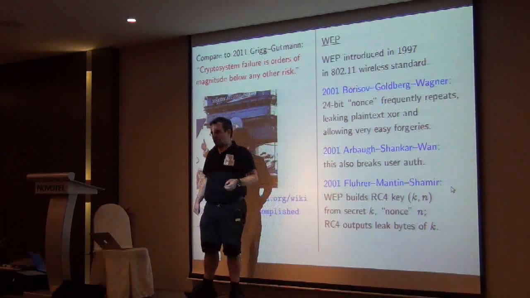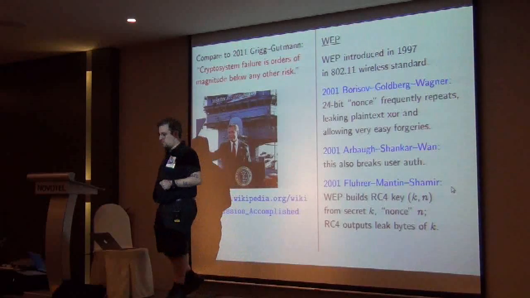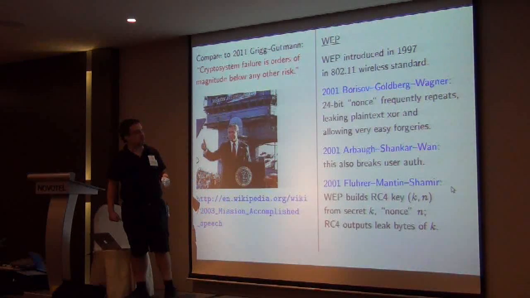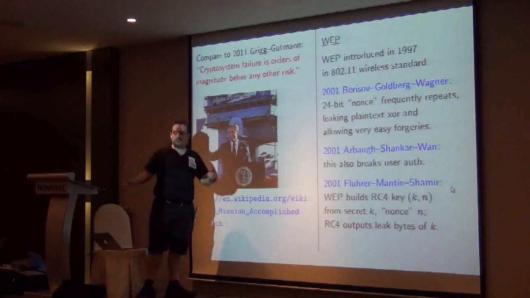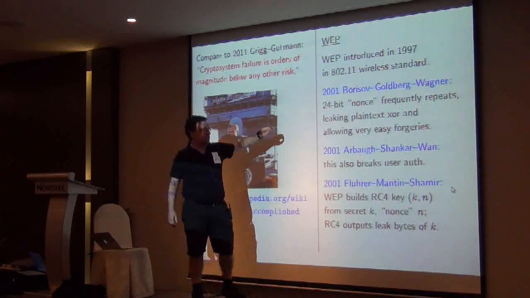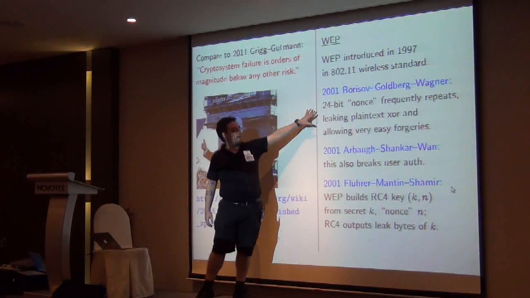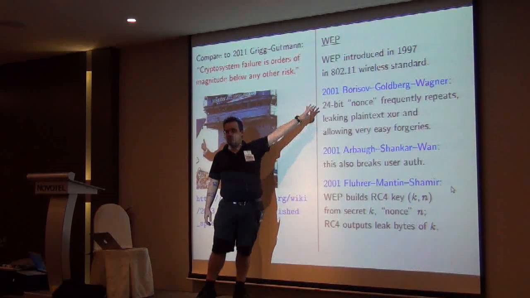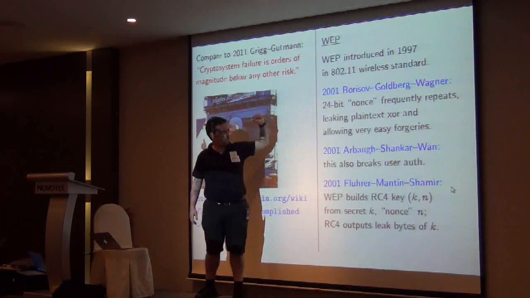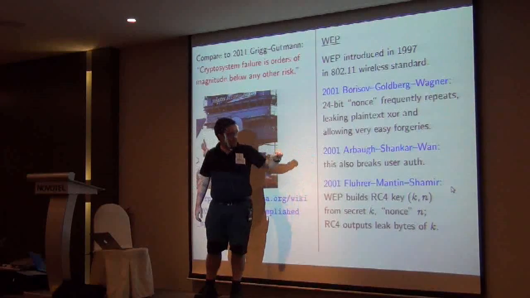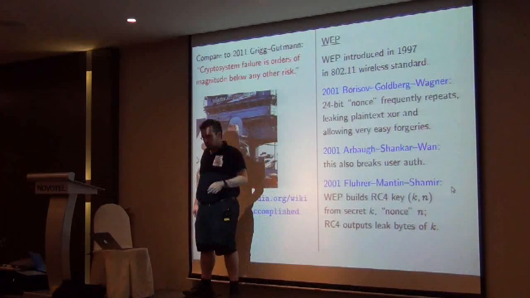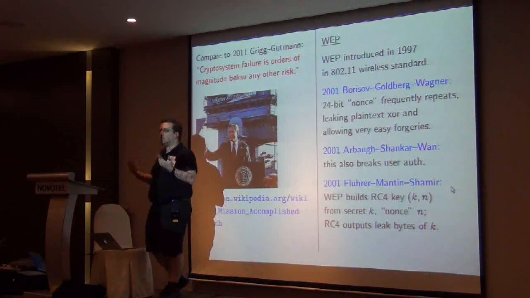Of course, a 24-bit number is going to be very frequently repeating, and when it does, all sorts of things go wrong with the crypto. You lose all your confidentiality, you lose all your integrity, so it's already a complete disaster just from having a 24-bit message number used for a long-term key. And then the user authentication fails.